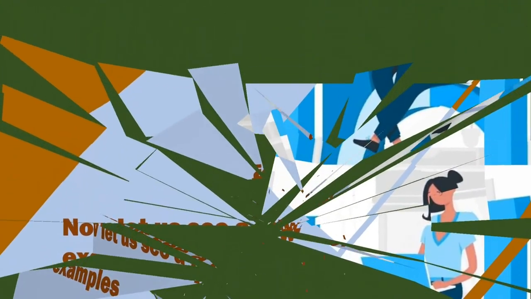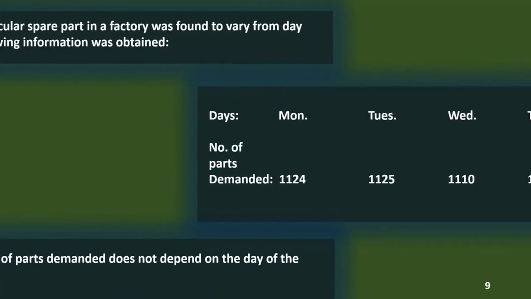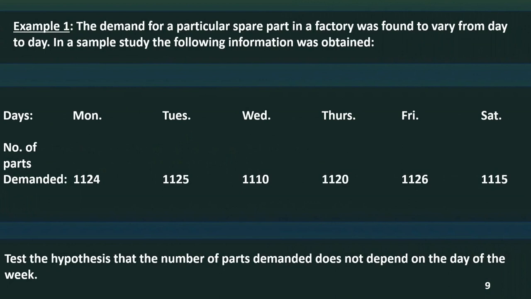Now let us see a few examples. Example 1. The demand for a particular spare part in a factory was found to vary from day to day. In a sample study, the following information was obtained. The data is given below. Test the hypothesis that the number of parts demanded does not depend on the day of the week.